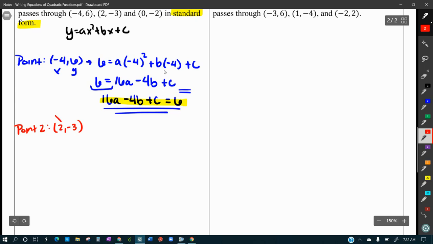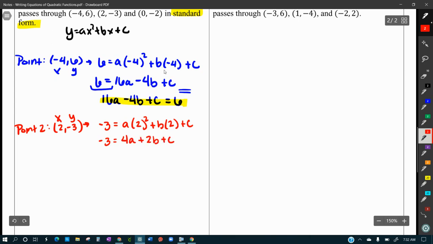So again, we're going to plug this in for x and y into the standard form equation to get us another equation with a, b, and c. So negative 3 equals a times x, which is 2 squared, plus b times x, which is 2, plus c. So if I simplify, 2 squared makes 4, and 2 times b is 2b. And again, I'm going to take the equals and put it on the right-hand side. So 4a plus 2b plus c equals negative 3.